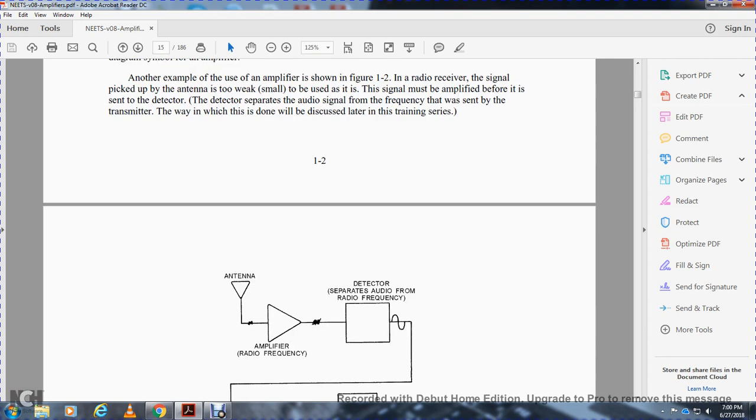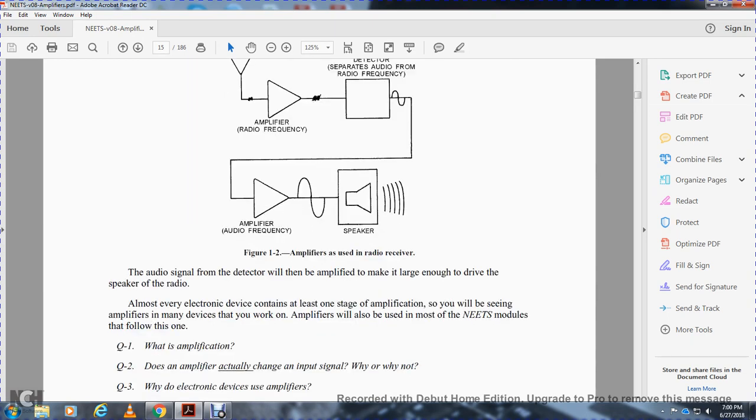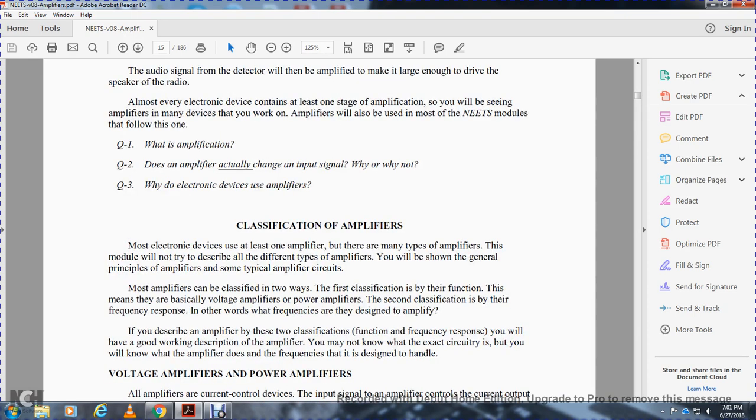Antenna to radio frequency amplifier. Detector separates audio from radio frequencies, and then audio frequency amplifier to speaker. The audio signal from the detector will then be amplified to make it large enough to drive the speaker of the radio. Every electronic device contains at least one stage of amplification. You will see many types of amplifiers in many devices, and most of the Neets modules that follow this one cover them.